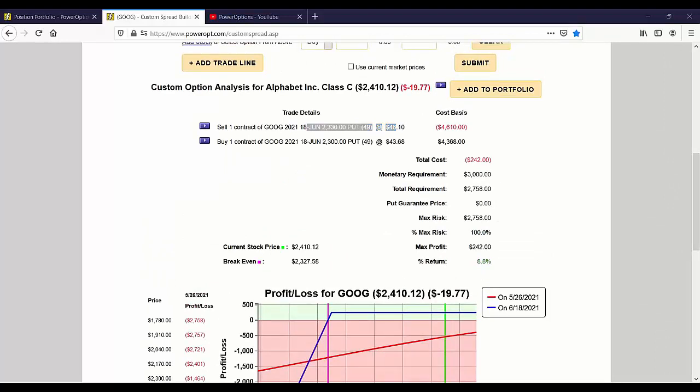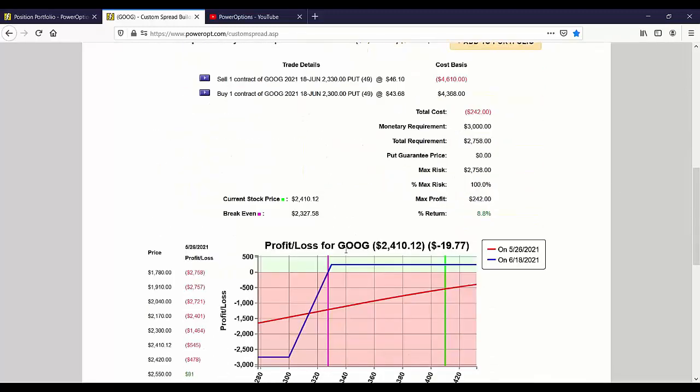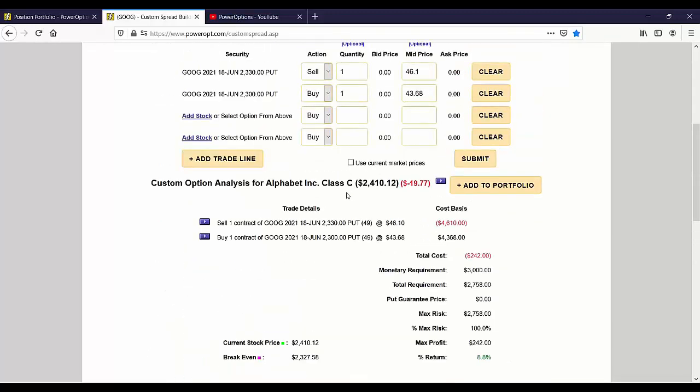Okay. All right. And of course, as I mentioned, we would have looked to manage that position as it got within the 1% rule to avoid taking the larger loss in this scenario.